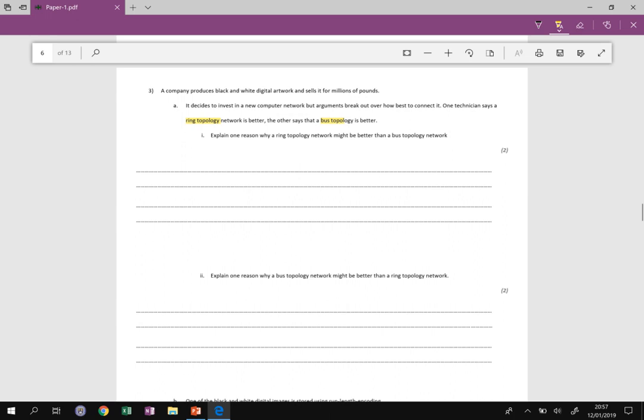Explain one reason why a ring topology network might be better than a bus topology. So you're looking for an advantage of ring over bus, and 2 marks. And then similarly, explain kind of the opposite. Explain one reason why a bus topology might be better than a ring topology. So you have to make a statement and then explain that statement.